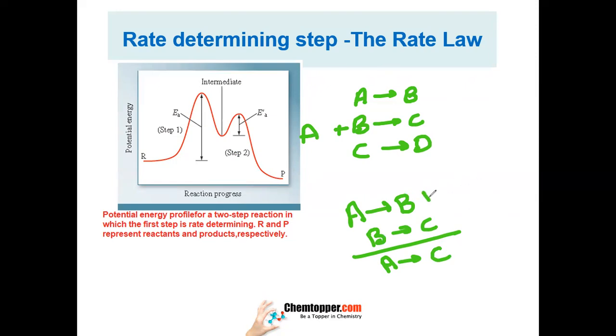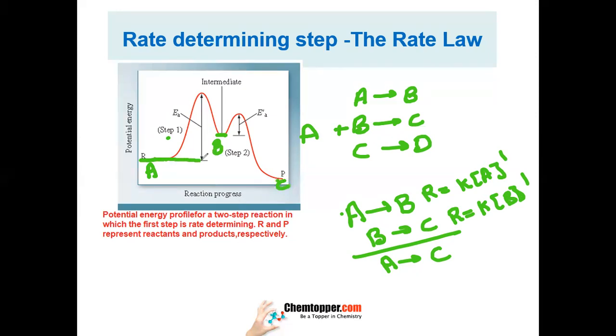So the rate law for the first step is K times the concentration of A raised to power 1. The rate law for the second step is K times the concentration of B raised to power 1. Now this is A, the reactant of the first step. This is B, the product of step 1. This is your C, from B to C.